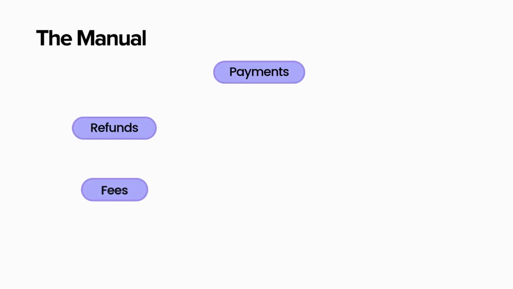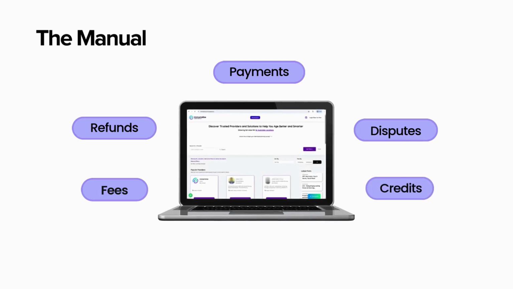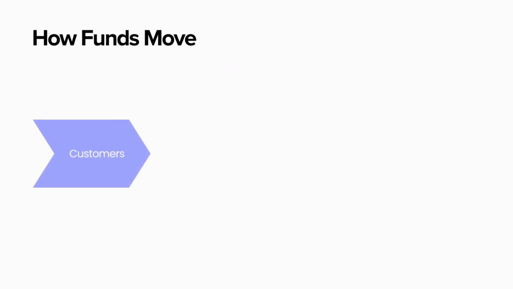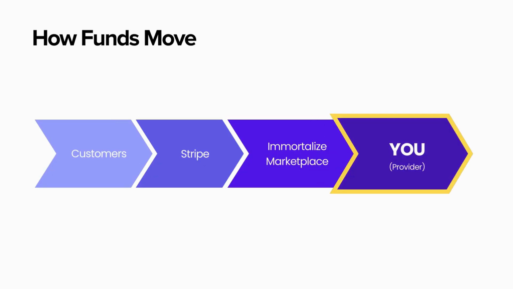This manual explains how payments, fees, refunds, disputes, and credits work for providers on the Immortalize Elderhood Marketplace. It is designed to provide an end-to-end understanding of how funds move between customers, Stripe, the Immortalize platform, and providers. So how does Immortalize handle payments?